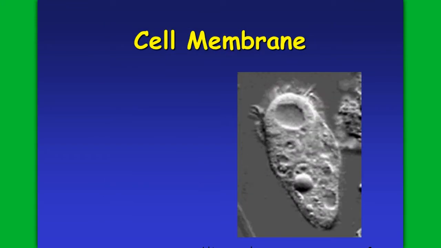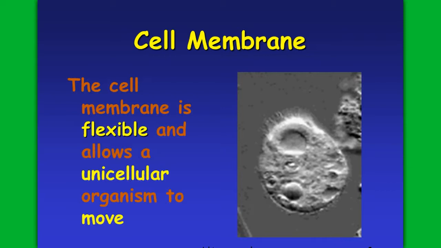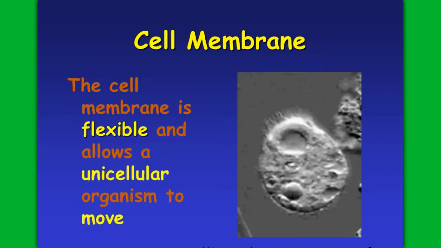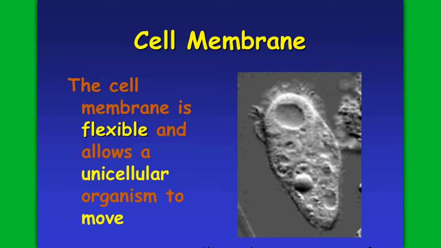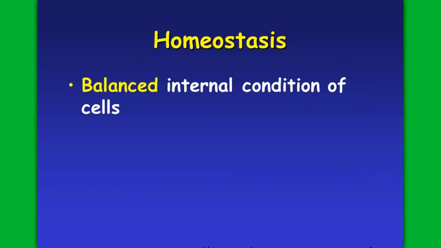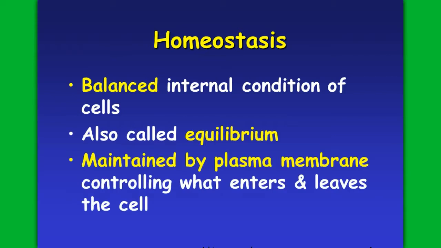Well, the cell membrane itself is very flexible and allows for a unicellular organism to move. So it also maintains homeostasis. Now remember that homeostasis is what we call the balanced internal condition of the cell. It's also called equilibrium. So the function of the plasma membrane is to maintain homeostasis by controlling what enters and leaves the cell.